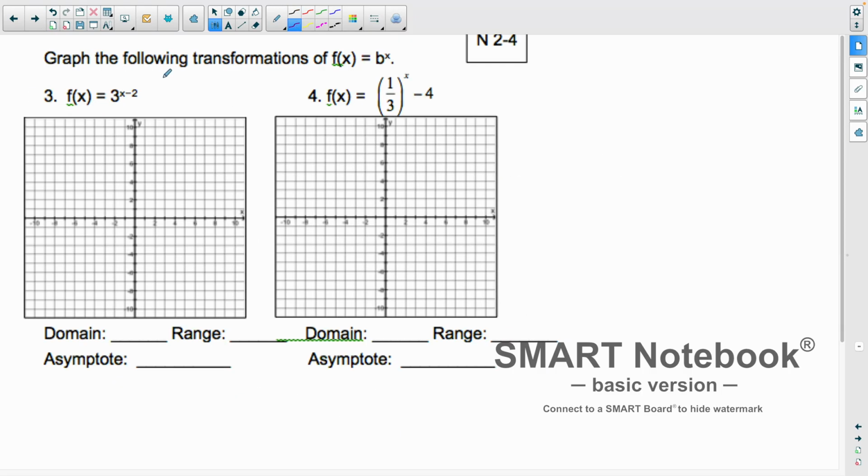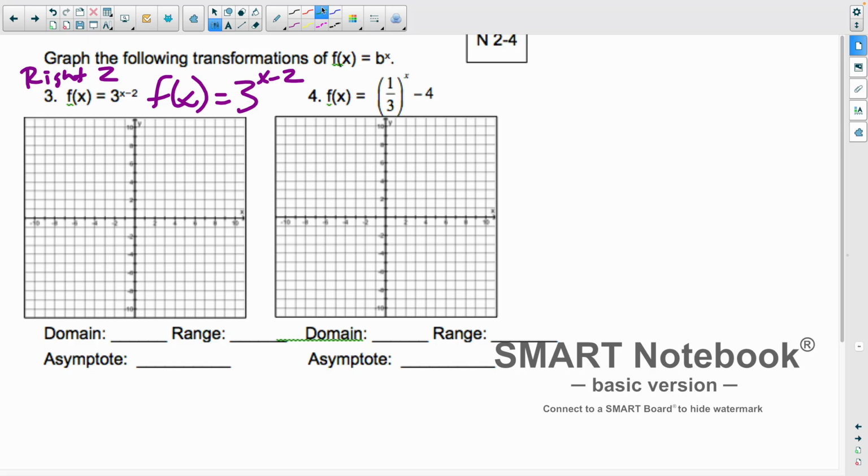The first one that we have here, I have f of x equals 3 to the x minus 2. What transformations do you see on that one? Isn't it left 2? Not left 2, but right 2. Yeah. So this is right 2. And that's technically the only transformation that I have. You go, well, what about the 3? The 3 is my parent function. 3 is my base.